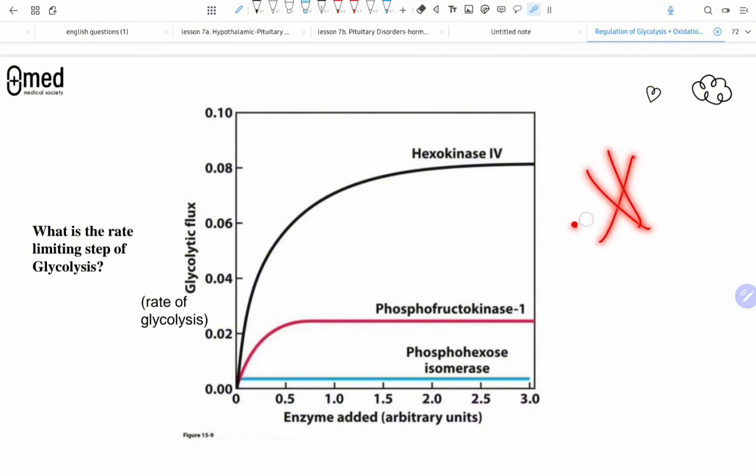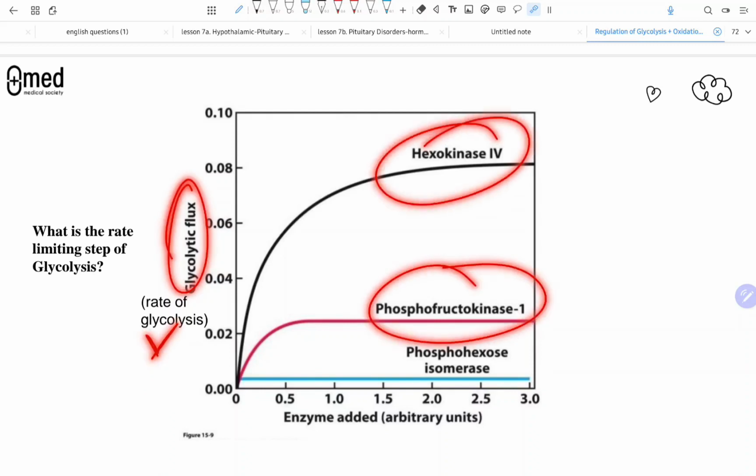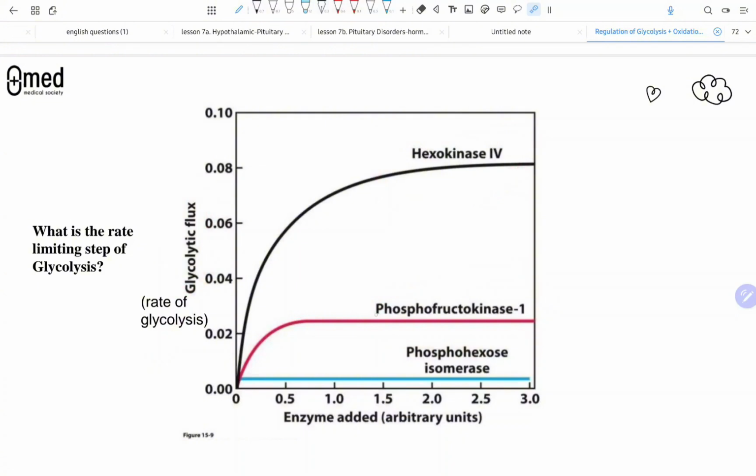Now, this is important. This is very important. Actually, we had a question in our exam last year from this. So you have glycolytic flux, which is the rate of glycolysis, and the enzymes. So basically, this graph is telling us the effect of these enzymes on the rate or the speed of glycolysis. As you can see, this one increases the rate of glycolysis more than this guy right here.